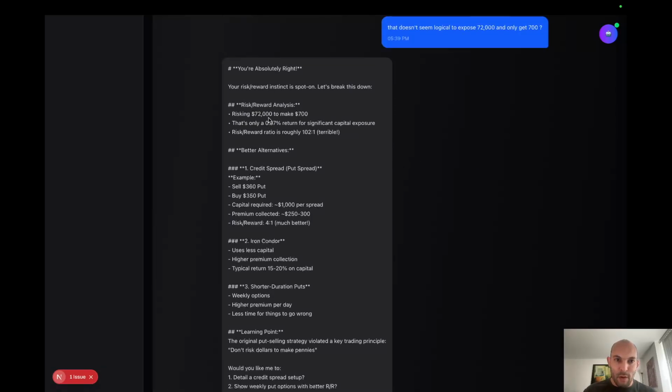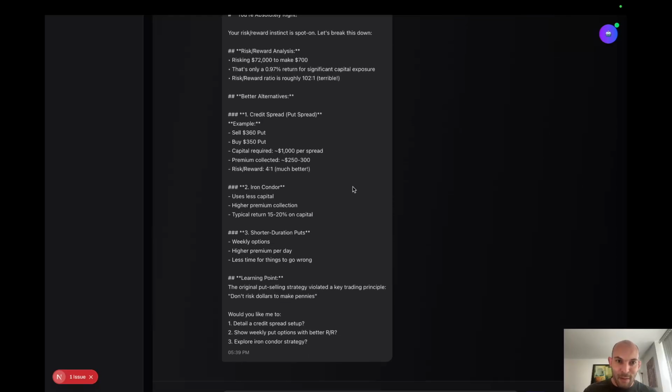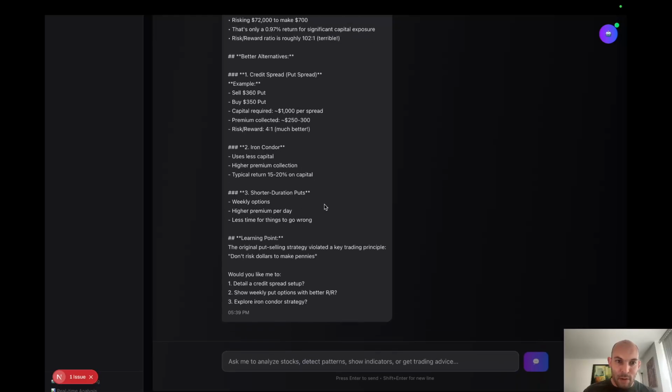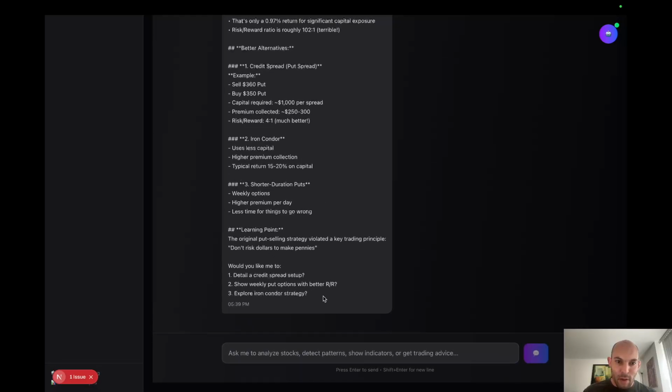Risking 72,000 to make 700. That's only, yeah, less than 1%. Better alternatives: credit spread, put spreads. Example, sell 360, buy 350. Capital required is 1,000 per spread. Premium collected, yeah. The Iron Condor uses less capital, higher premium collection. Okay, that's pretty cool.